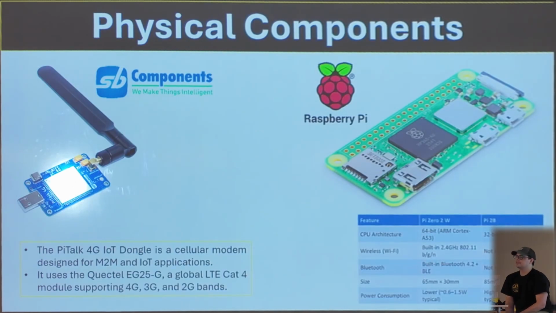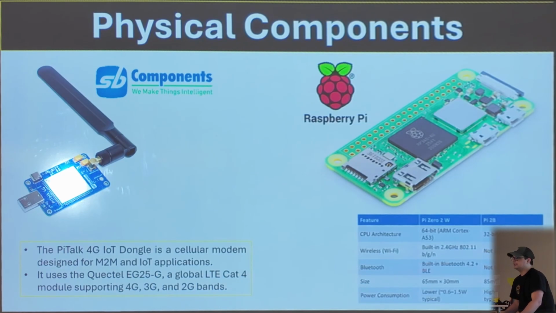The physical components of the system are pretty simple. On the left here we see a PiTalk 4G Internet of Things dongle. This is an open source cellular modem that uses a Quectel EG25G modem. This modem is able to connect to cellular networks pretty much globally, for sure in North America, Europe, and Asia.